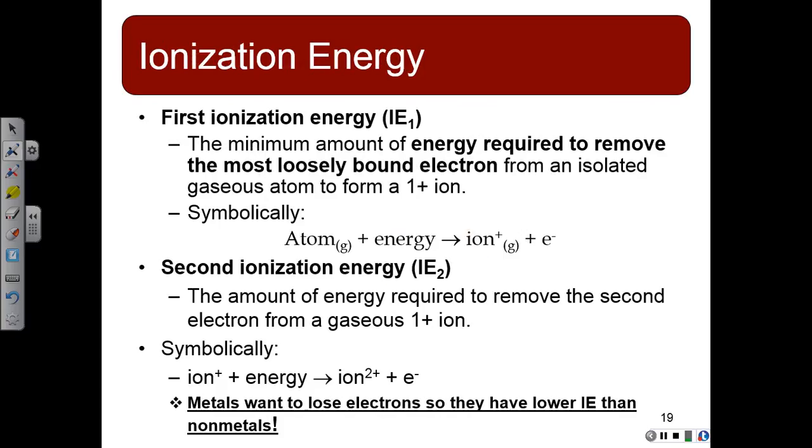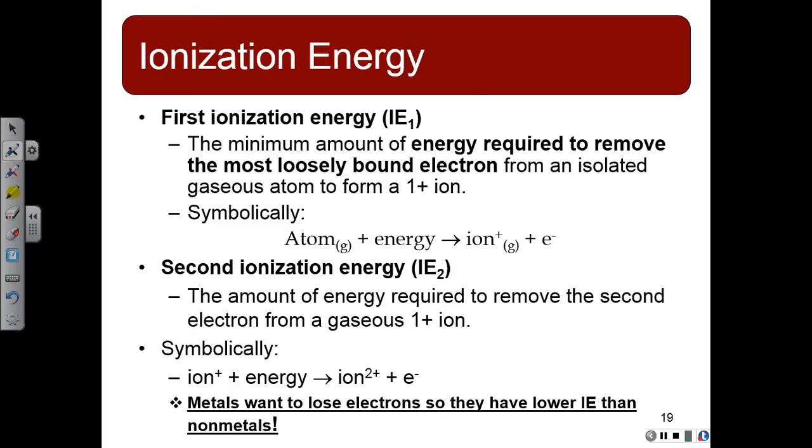Okay, the last trend is sort of the opposite of electronegativity. It's called the ionization energy. We have what's called first ionization energy and second ionization energy. The first ionization energy, IE1, is the main one that we're going to be looking at. This is the amount of energy required to remove the most loosely bound electron, which means that's going to be your valence electron, right? That's more loosely bound, that's in the valence shell. This is all done in the gas phase, and it forms a 1+ ion.